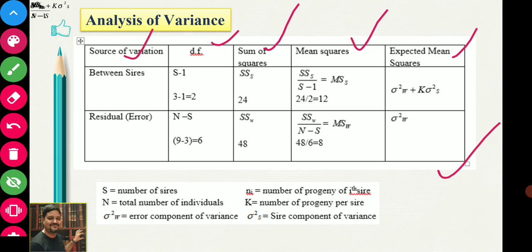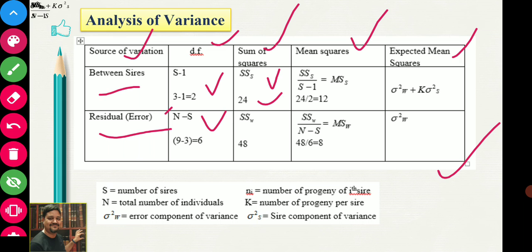So what are the sources of variation? Between sire and error. For between sire, what will be the degree of freedom? Number of sires minus 1. The number of sires was 3, so 3 minus 1 is equal to 2. And what will be the error? Error is the total number of observations, total number of progeny, minus sires. So 9 minus 3 is equal to 6. The between sire sum of square you can write as SSS, and it is 24.